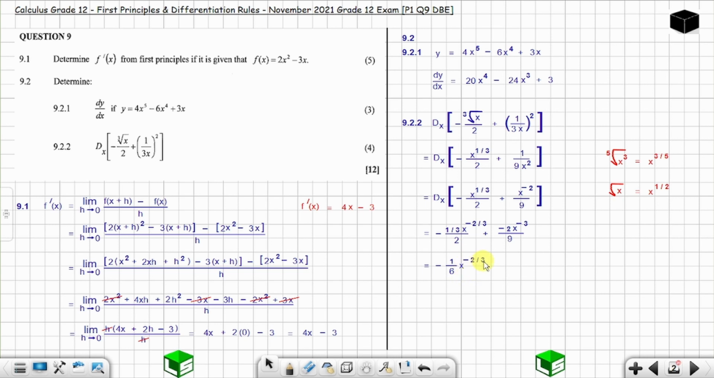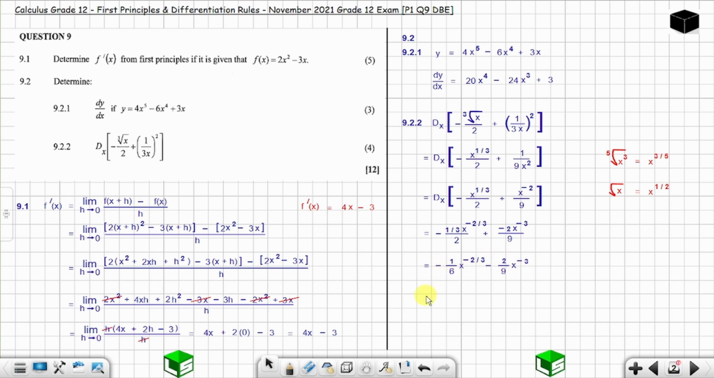Negative 2 over 3. You have plus times negative. This is negative. You have 2 over 9. X to the power of negative 3. So this can be your answer, or you can get your exponent to be positive. Instead of negative, you can get your exponent to be positive.